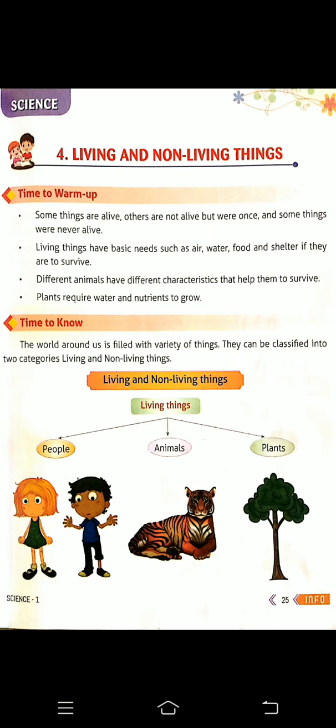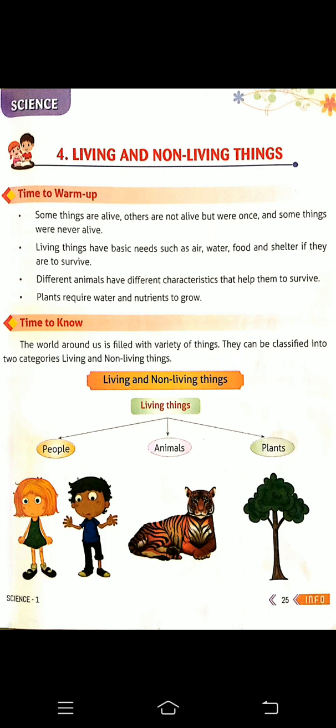In the last class I explained 3 lessons. Now this is the 4th lesson. If you have your textbook, please take it and open it. It's page number 25. The lesson name is living and non-living things. So we can study about living and non-living things.